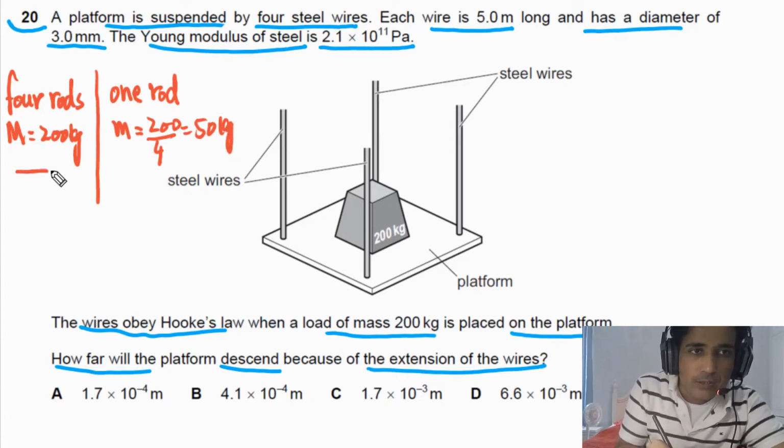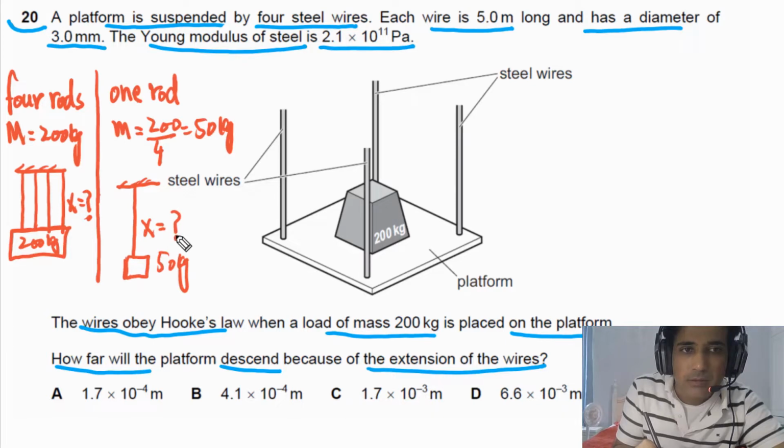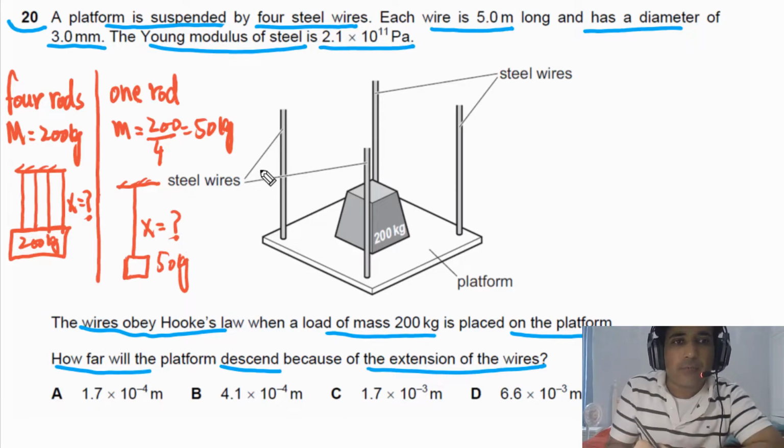In the first approach, we are saying we have 4 rods and they are supporting 200 kgs. So this is the sketch. We have 200 kgs and we need to find the extension in each rod. On the other hand, we can sketch it like this. We have one rod, and this rod is only supporting 50 kgs, and we need to find the extension in this rod. Let's start with one rod.